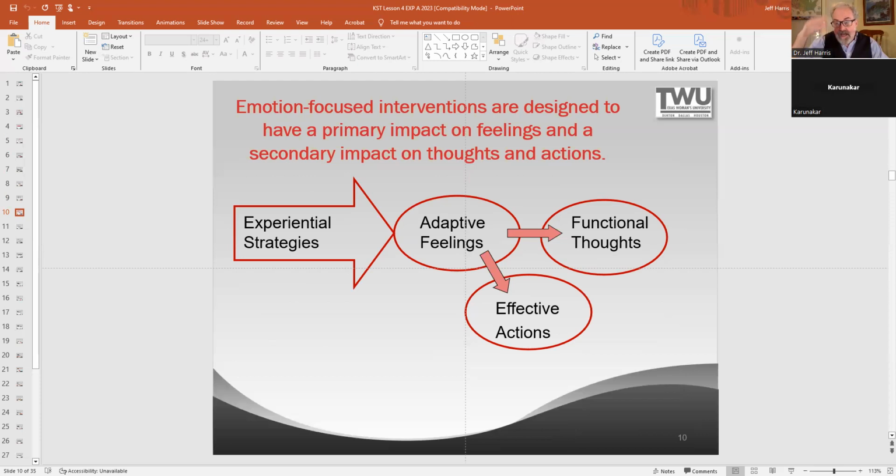And we talked again, I want to reiterate that we're looking to encourage adaptive feelings or adaptive emotions. So emotion-focused interventions are designed to have a primary impact on feelings and a secondary impact on thoughts and actions. So when we use experiential strategies from emotion-focused therapy, the primary target is adaptive feelings. They're in that middle circle. But when our clients experience adaptive feelings, those are likely to generalize to functional thoughts and effective actions.